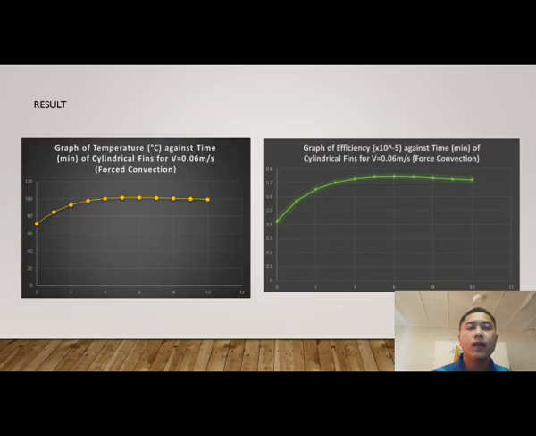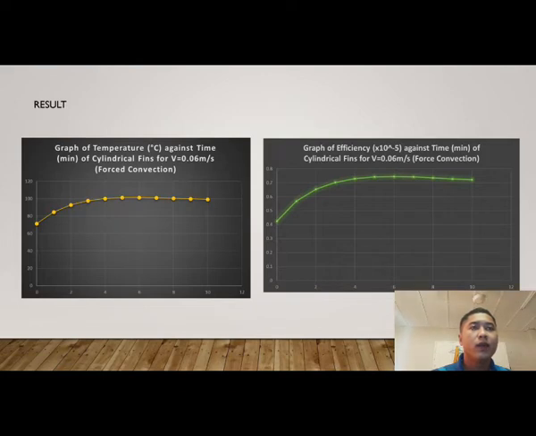Okay, this is the result for the data. At the left, it shows the graph of temperature against time of the cylindrical fin for V equal to 0.6 meter per second. It shows that as the time increases, the temperature also increases.